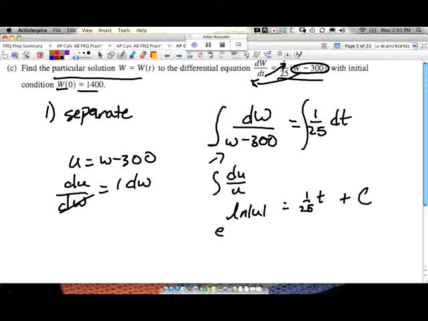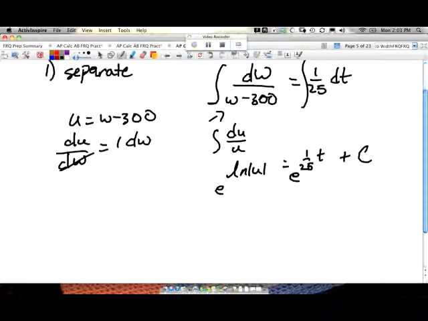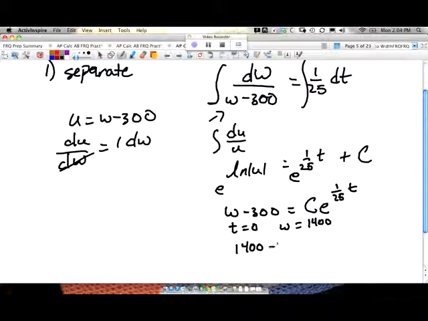And then we go through this big old thing, and you get down to the point where you say, u, which was really w minus 300. W minus 300 equals c e to the 1/25 t. Alright, so when t equals 0, w equals 1400. So 1400 minus 300 equals c times e to the 0, which is really just c. So 1400 minus 300 equals c.